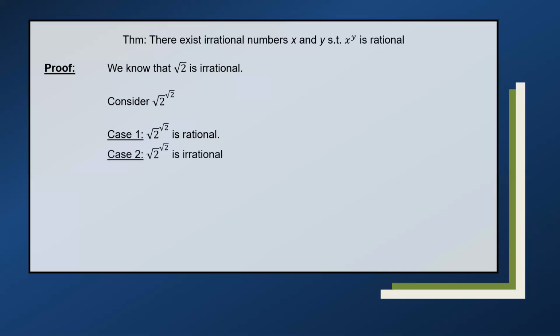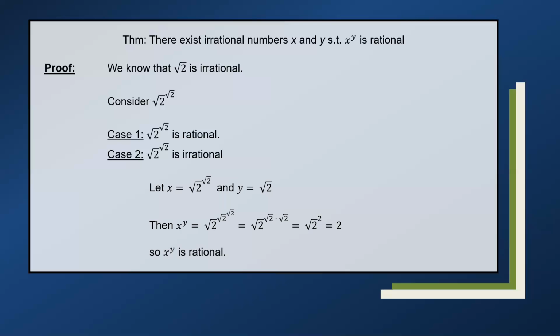So where it gets interesting is case 2. Suppose root 2 raised to the root 2 is irrational. If that's the case, then I can let x be the irrational number root 2, which is irrational by assumption, and y will be the irrational root 2, which we know is just an irrational number. If these are my two numbers, then x raised to the y reduces all the way to 2, which is a rational number. Now the interesting thing here is I don't know which one of these is true.